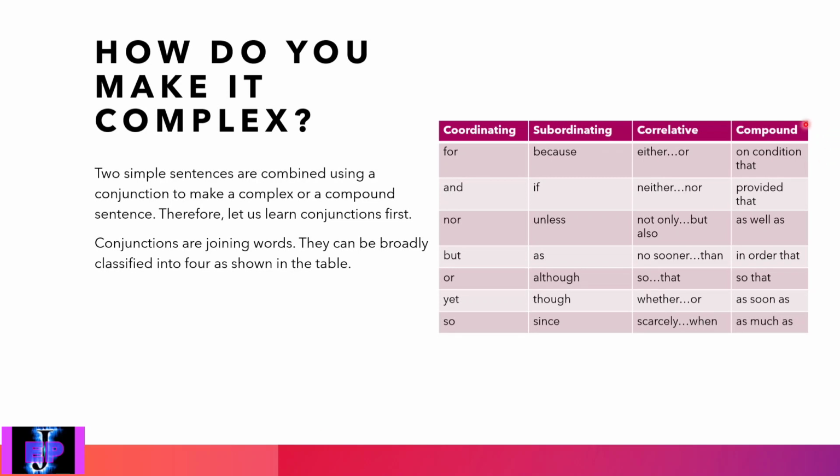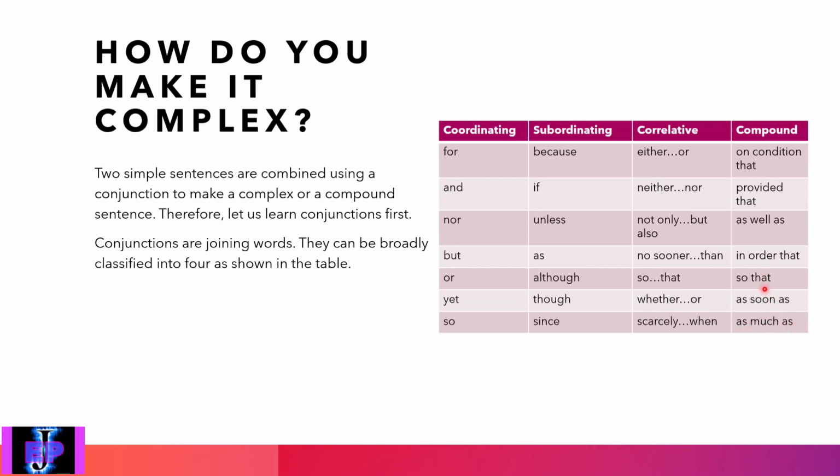And then you have compound conjunctions which have more than one word in them. So it is not like these coordinating conjunctions or subordinating conjunctions. You can see there is only one word in them, but here it is more than one word, on condition that. Then it is different from correlative conjunctions because they are used together, unlike the correlative conjunctions which are used in pairs. So listed here: on condition that, provided that, as well as, in order that, so that, as soon as, as much as.